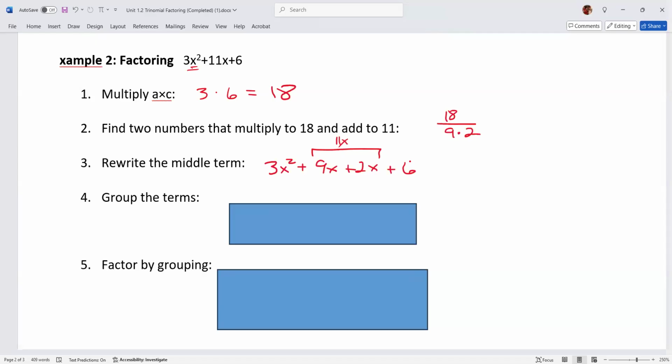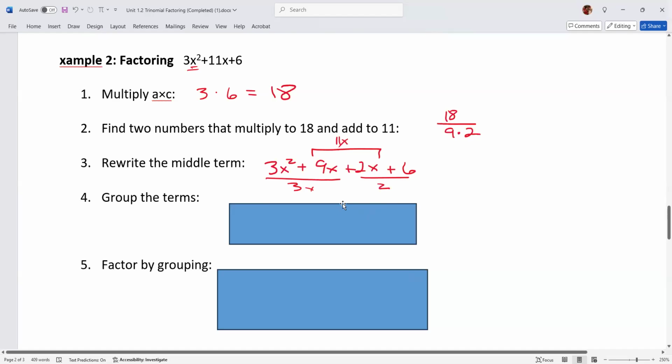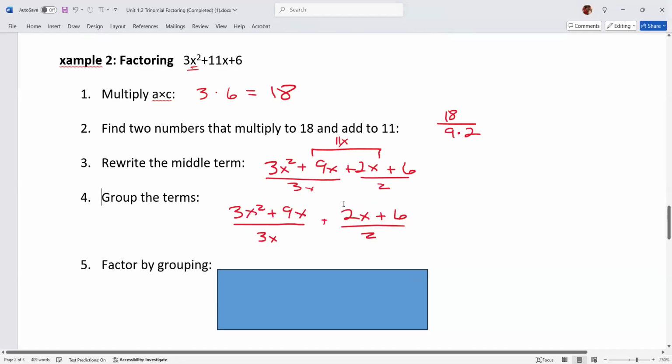I've got 4 terms, right? So I'm going to factor by grouping. What is the common factor in this first group? It's going to be 3x. The second group, it's going to be 2. So when I do my grouping and remove that greatest common factor, well, I just kind of rewrote it again.